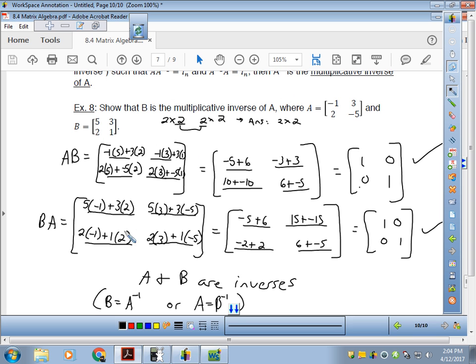And again, we could have done these checks with a calculator. We could have programmed both of these in as matrices, multiplied them together, and gotten our answer and seen that they are both the identity matrix.